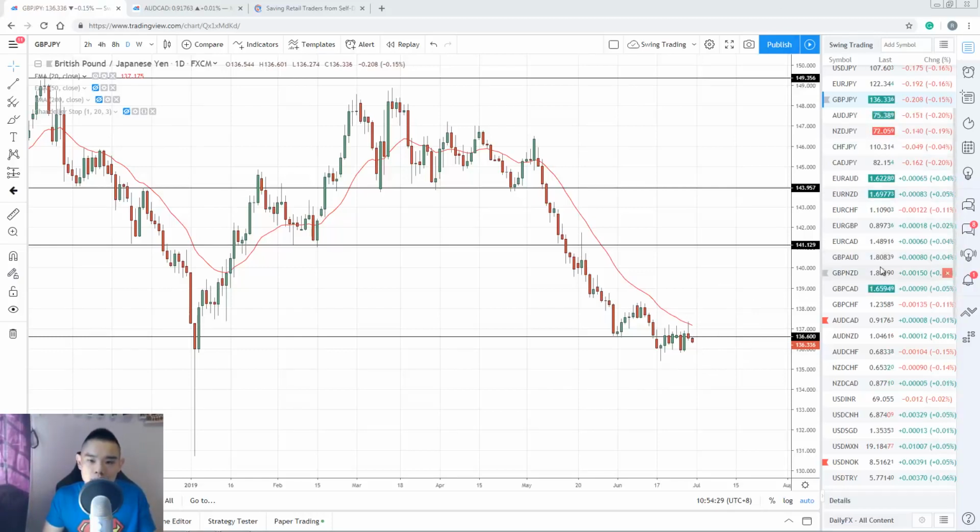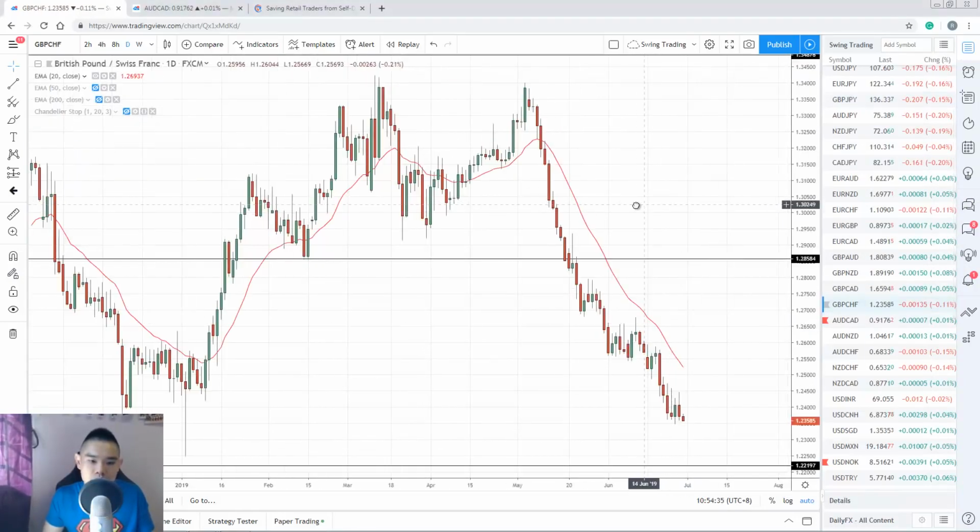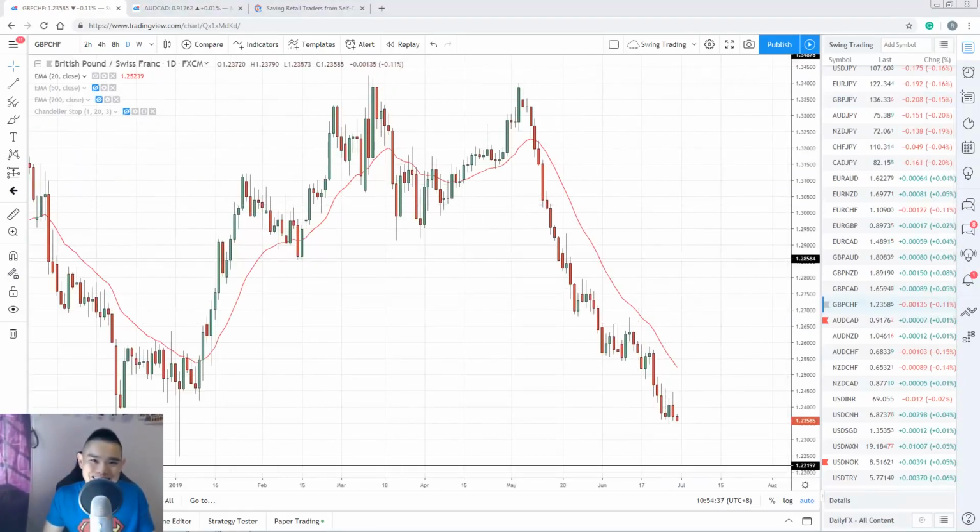And let's see, right, one more example. Pound against the Swiss franc. This one here. So you can see that pound against the Swiss franc, the same concept, right? Look at the trending move, the retracement move, and the break of structure. Trending move, retracement move, trending, retracement move, trending.